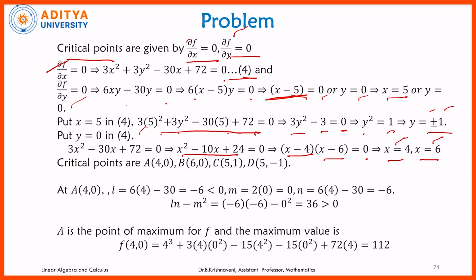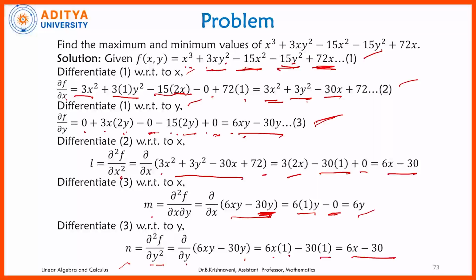Hence, what are the critical points here? For x is equal to 5, we got y is equal to plus 1 and minus 1. And for y is 0, we got x is equal to 4 and 6. Therefore, the critical points are (4, 0), (6, 0), (5, 1), (5, minus 1). Now, at each point we need to find out the conditions. For that, we need the ln minus m square value. Now let us take the first point (4, 0), and find out the L value. What is L?